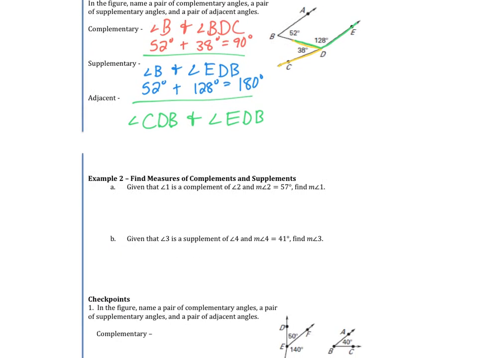And lastly, name a pair of adjacent angles. Adjacent angles are angles that are touching. So if you look at the picture, this yellow angle and the green angle are touching. So it'd be angle CDB and angle EDB. Those would be the adjacent angles because they share a side. You see how the yellow and the green are overlapping? So those would be the adjacent angles.